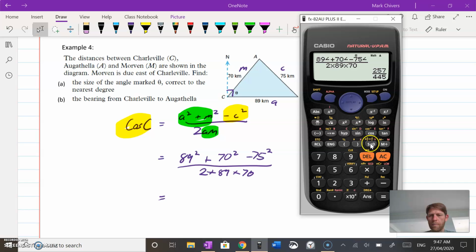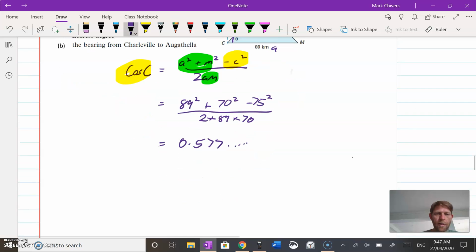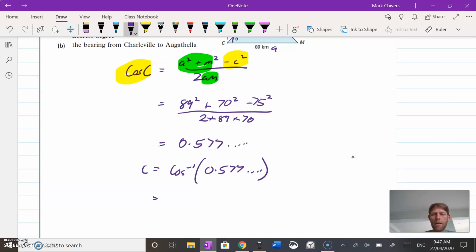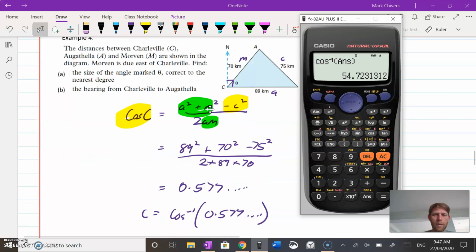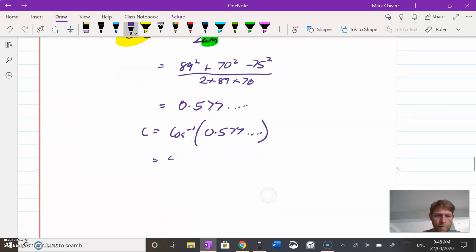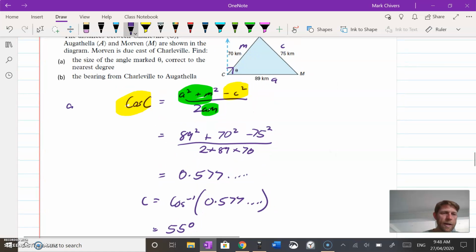I'd rather it as a decimal. So we're going to end up with 0.577... whatever that is. So C is going to equal cos to the minus 1 of 0.577. And once again, using that answer key, so we go shift cos answer, and that'll give us our answer, which is 54 degrees 70.72 to the nearest degree, so that's going to be 55 degrees. Now that's not the final answer, of course, so that's the answer to part A.